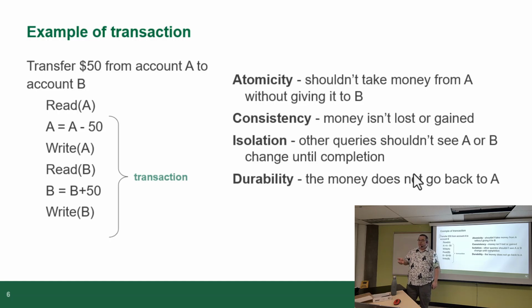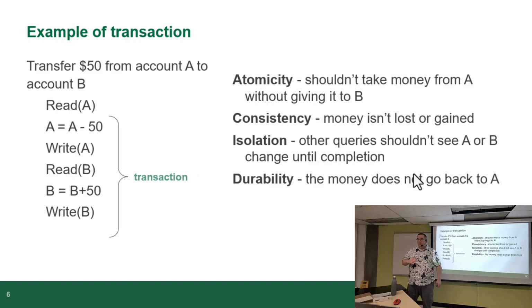Isolation. The other queries shouldn't see what's happening to A and B until it's done. So for example, we start the transaction, we take $50 away from A. Anything else running in the database should not see that A lost $50 yet until we put it in B. So it has to be isolated. The whole thing has to happen, but as far as everybody else is concerned, nothing is happening.